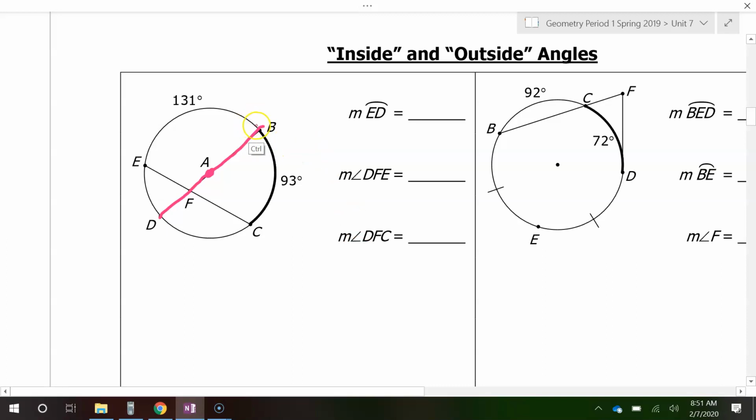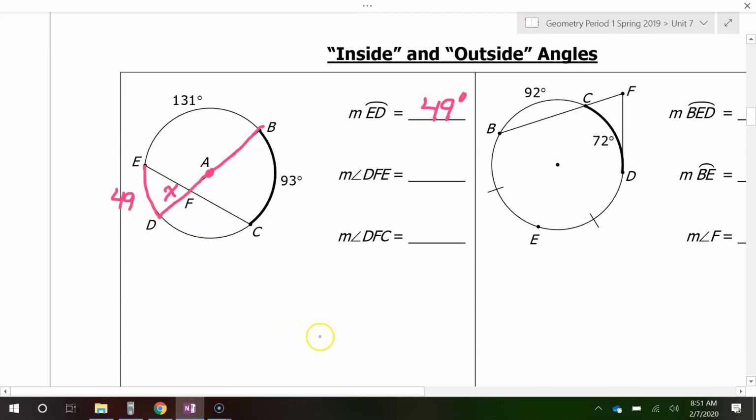So how many degrees do I have like right there? 180. That's 180. So how many degrees is this right here? 49. Okay, so that's going to be 49, and that's one of the things we were asked to find. Okay, so that was half the battle. Now angle DFE. All right, so I'm going to put a little X right there.